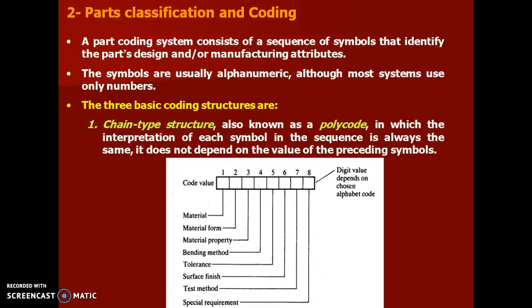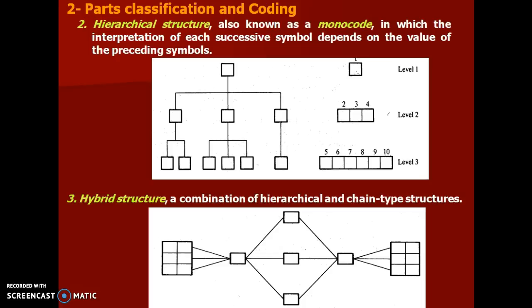You can see here code value 1 will always say something about the material. Similarly, code value 7 will indicate the test method which is used there, irrespective of the value of 6. Second is the hierarchical structure. It is also known as monocode, in which the interpretation of each successive symbol depends on the value of the preceding symbols. Third is the hybrid structure, which is a combination of hierarchical and chain type structures.